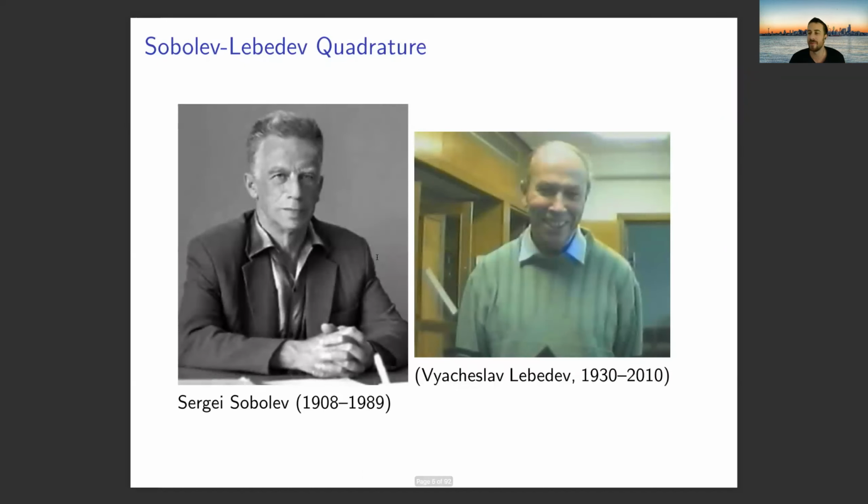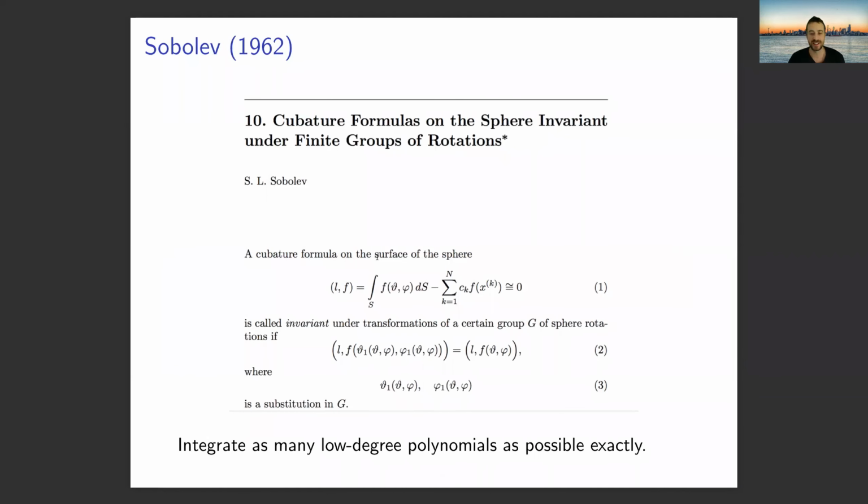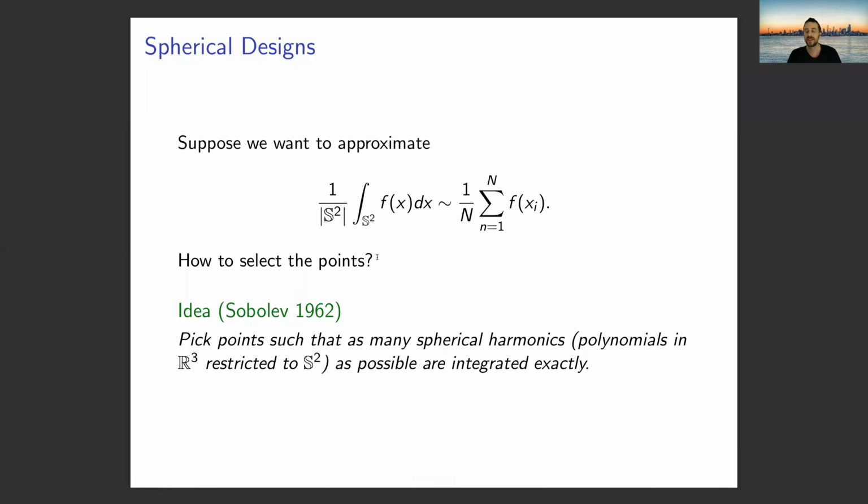And there's one amazing idea that I like a lot, which goes back to Sobolev and Lebedev. This is Sobolev-Lebedev quadrature. If you look at the original paper from 1962, it's very terse, you would say. It starts with equations quite quickly. Don't read this. The idea is very, very simple.